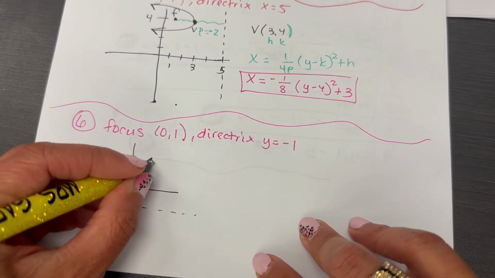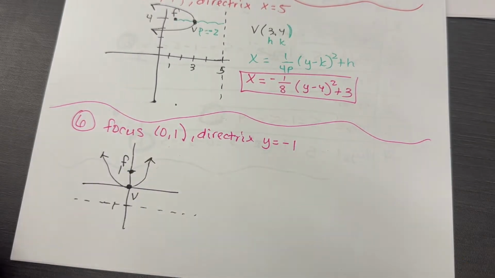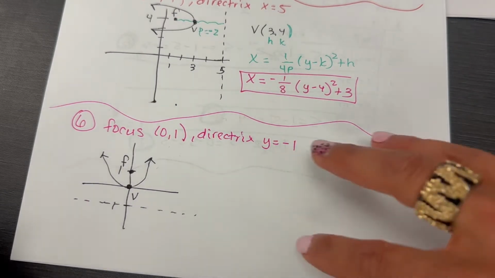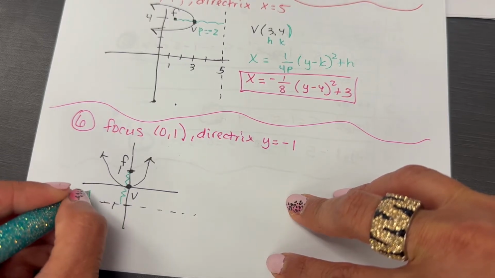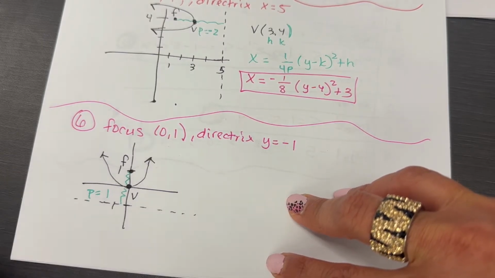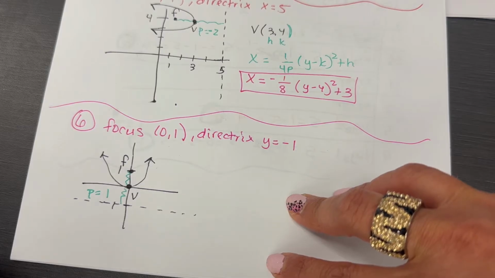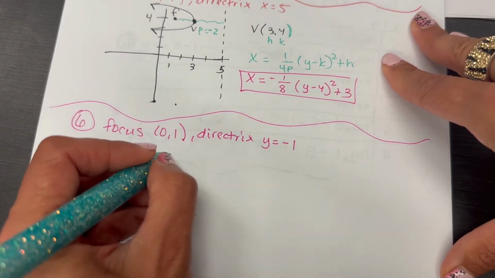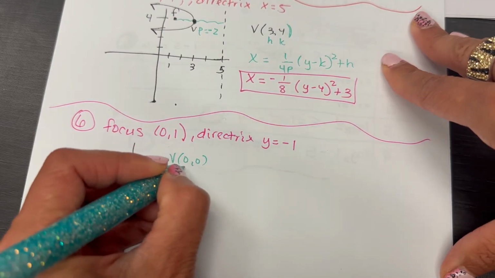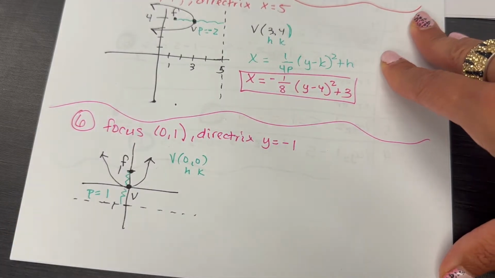Because the directrix is always behind the vertex, this parabola is facing up. So what do we have here? We've got an upward facing parabola. Remember, this distance or this distance is our p-value. It's facing up, so it's a +1 because that distance is only 1 unit. And our vertex is 0, 0, so our h and our k are both 0.